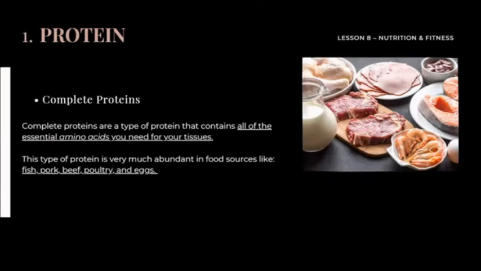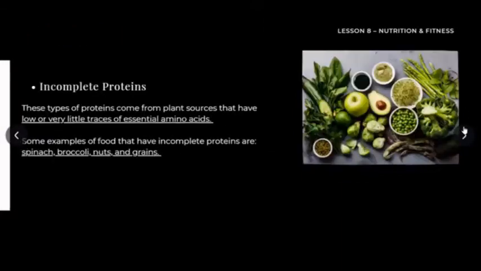Next, we have the incomplete proteins. So this type of proteins come from plant sources that have low or very little traces of essential amino acids.